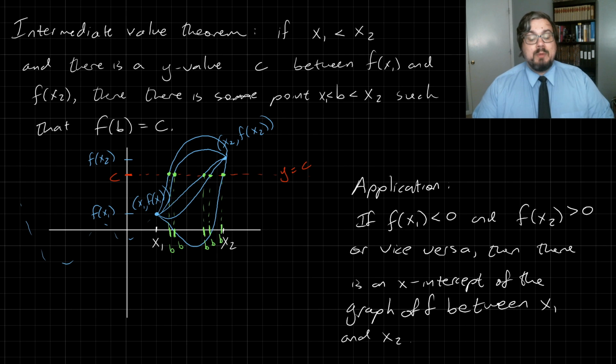So if you ever have a function, or a polynomial function, and you evaluate that function at 2 different numbers, and one of the outputs is positive and one of the outputs is negative, then you know that there has to be some x-intercept of the function lying between those 2 inputs. Let's apply this to an example.